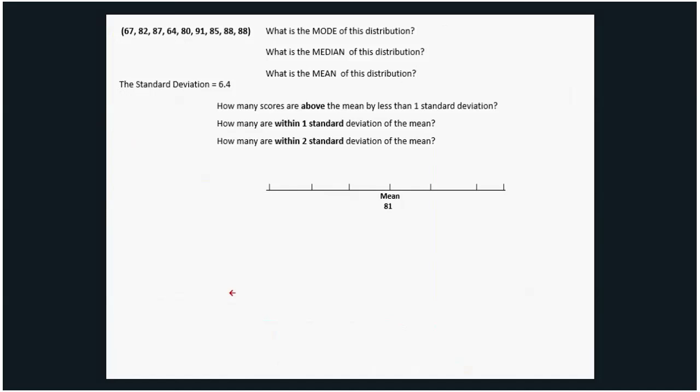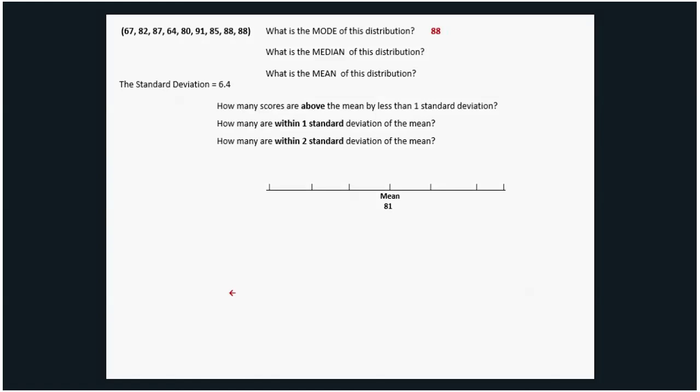Okay, so let's look at this then. A question that you may get is, here we have a distribution of scores: 67, 82, 87, 64, 80, 91, 85, 88, and 88. Simplest thing, what's the mode of the distribution? If we look up here, we've got 67, 82, 87, 64, 80, 91, 85, and we've got 2 88s, right? So 88 is going to be your mode.